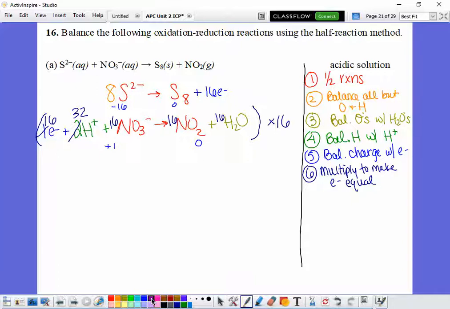So you don't have to rewrite it here. You can just cross through and change the coefficients if you wanted to. Okay? Just to save yourself time and space.